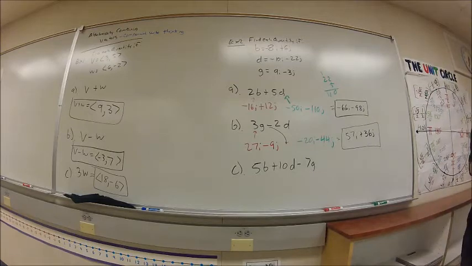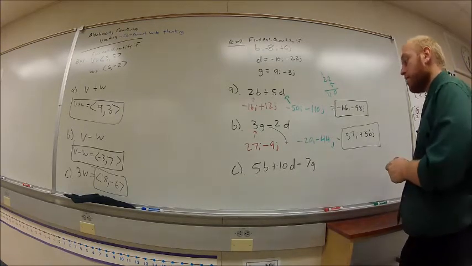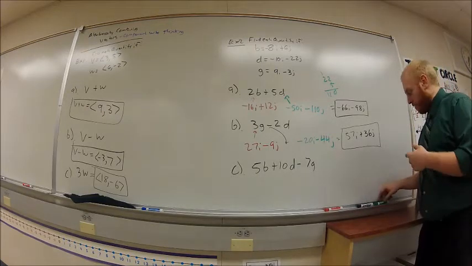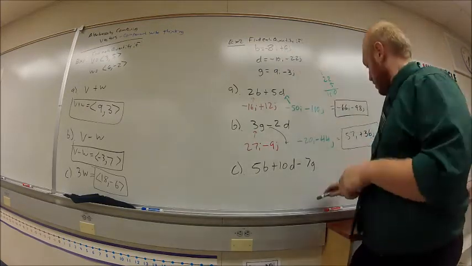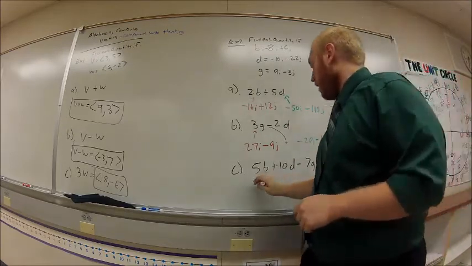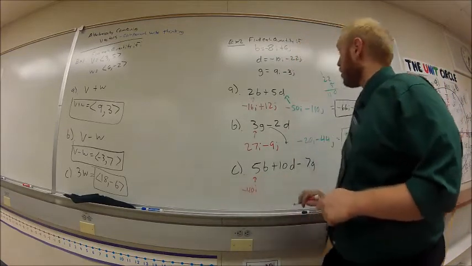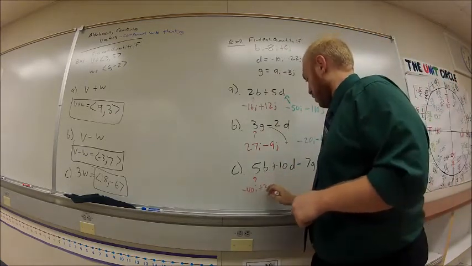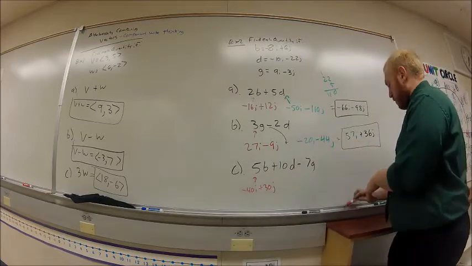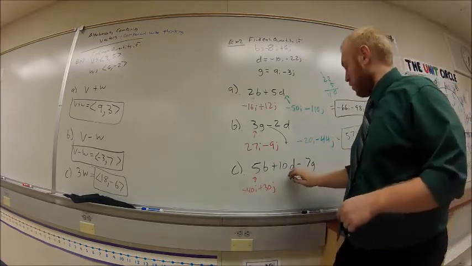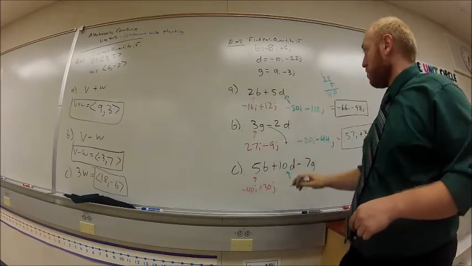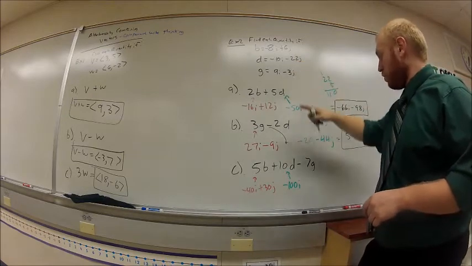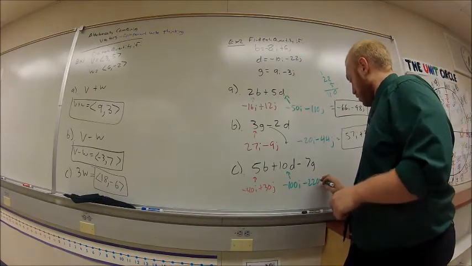Now for the last one, 5b plus 10d minus 7g. I'm still doing this component-wise. So I'm thinking 5b. Well, 5 times b is going to be negative 40i plus 30j. And then for 10d, well, let's see, d is negative 10i, so that's going to be negative 100i minus 22, negative 220j.